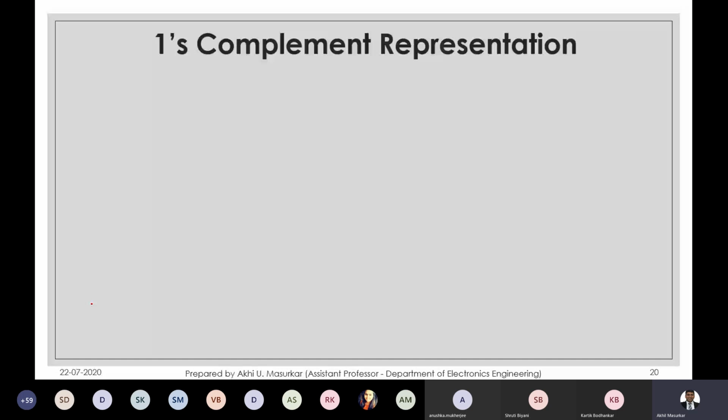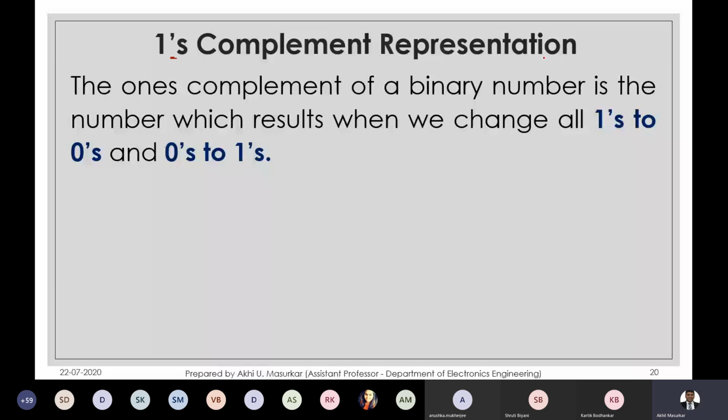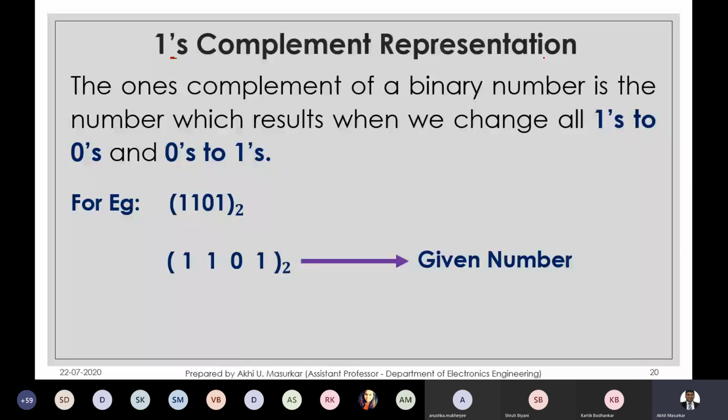So first thing is, what is ones complement representation? This is not ones complement subtraction, it is just ones complement representation. The ones complement of a binary number is the number which results when we change all ones to zeros and zeros to ones. Now, what is the meaning of this? For example, if you have this number 1101, what would be the ones complement of it? So this is your given number.